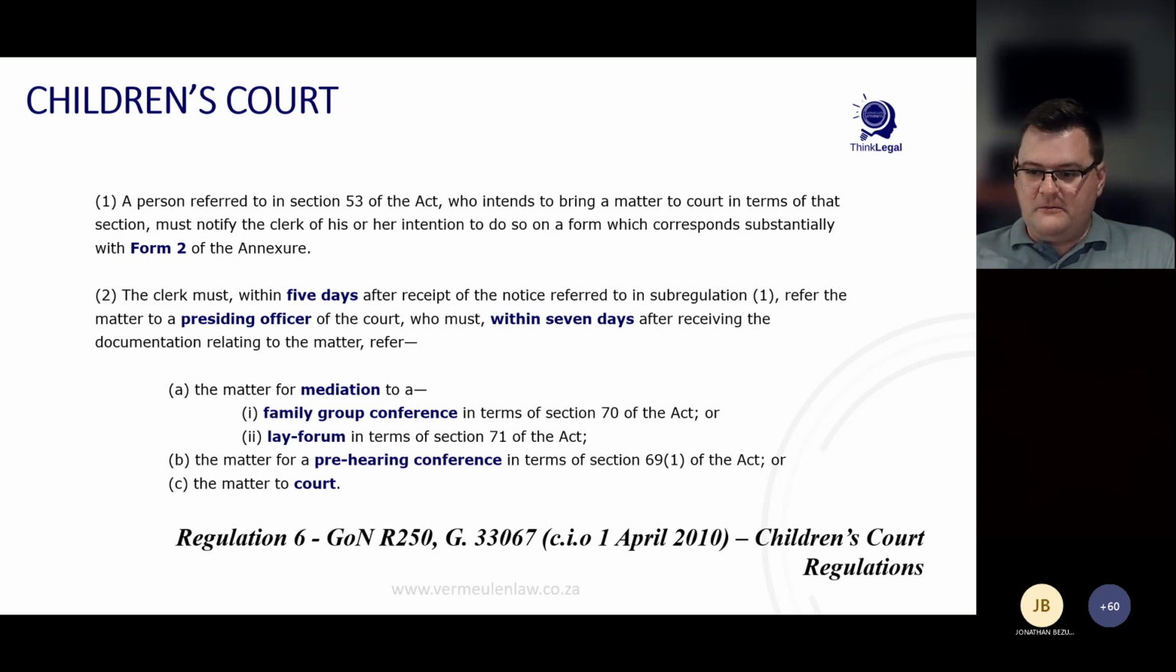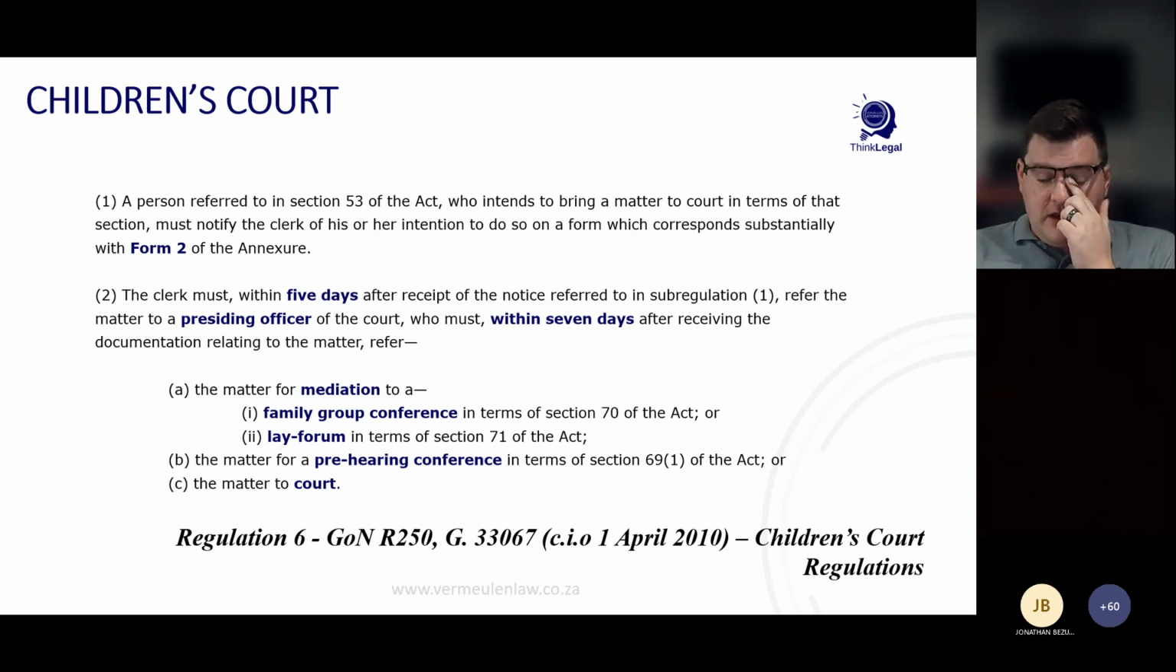And I think there is no better example of this than Regulation 6 of the Children's Court regulations, which I'm sure various of my attorney colleagues practicing in the Greater Gauteng area will attest to when we look at some of the time periods in Children's Court.